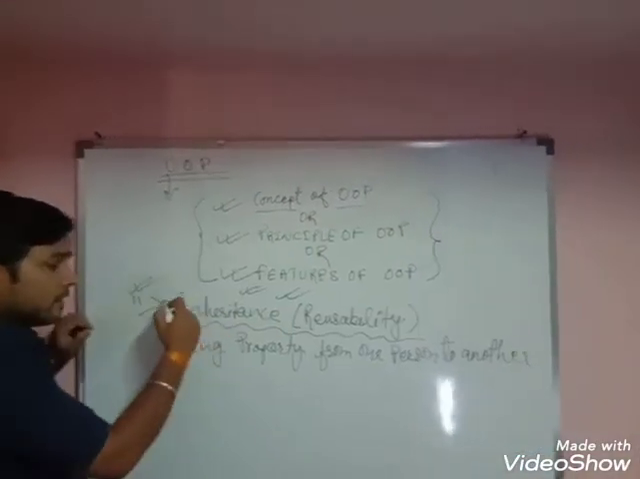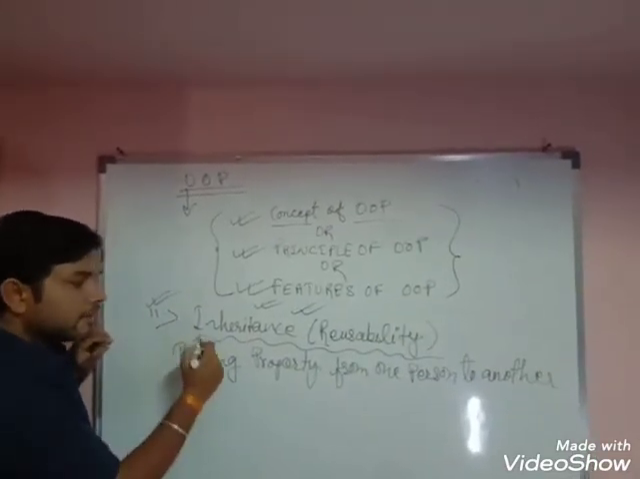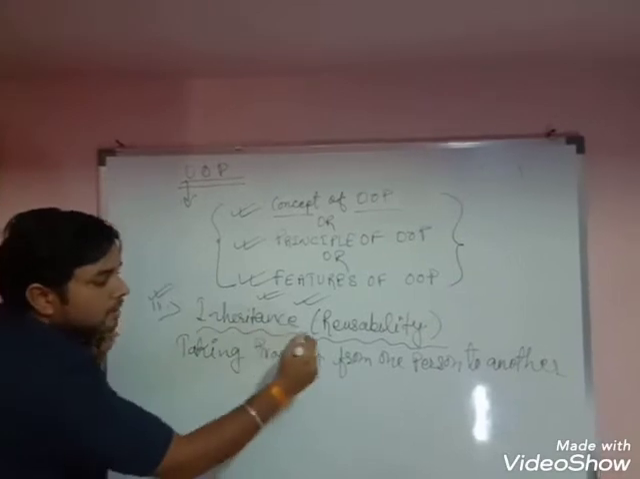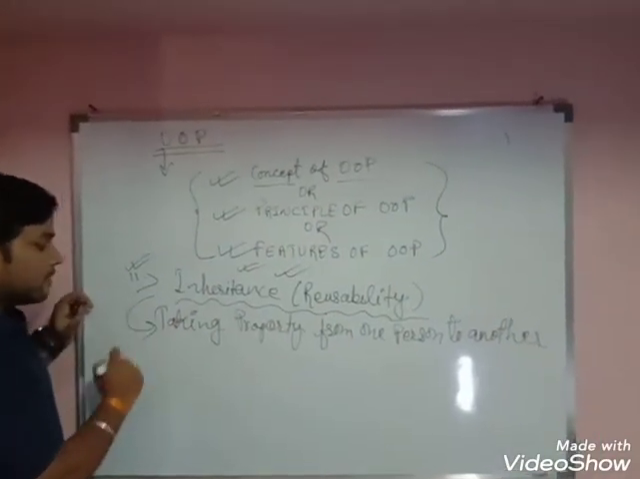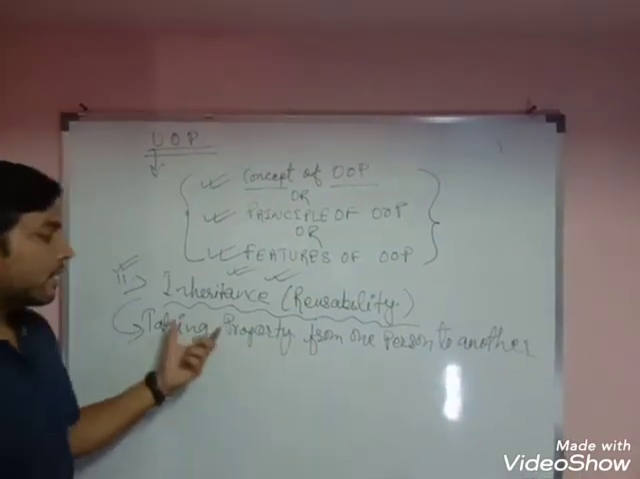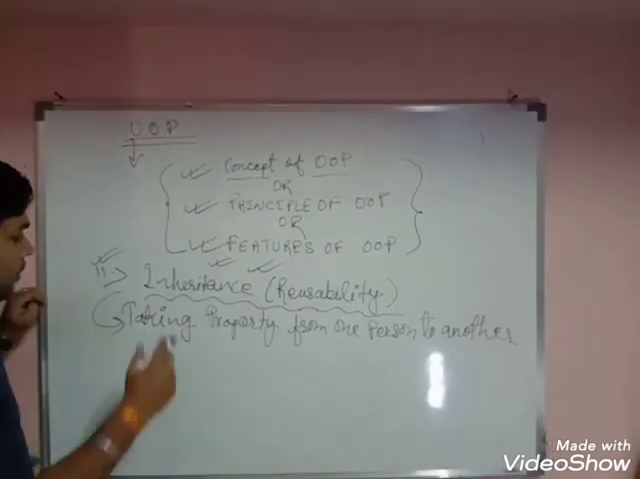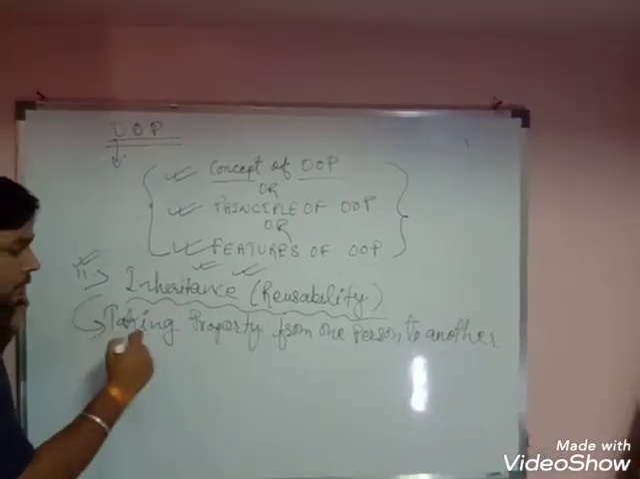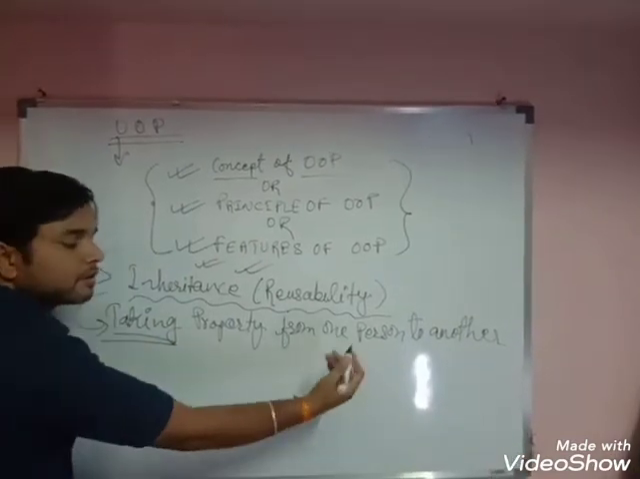This is the next feature of object oriented programming, that is inheritance. And inheritance also means reusability. What does this definition mean? Taking property from one person to another. In biology you have already learned about inheritance. So you have to know what inheritance is. The definition of inheritance: taking property from one person to another.